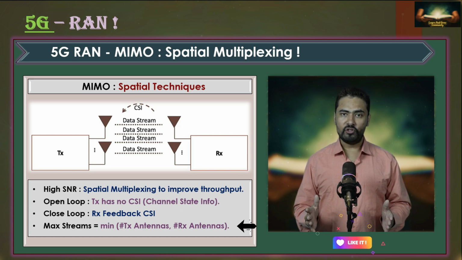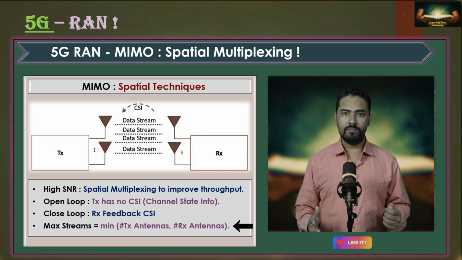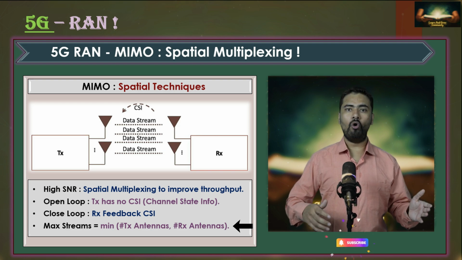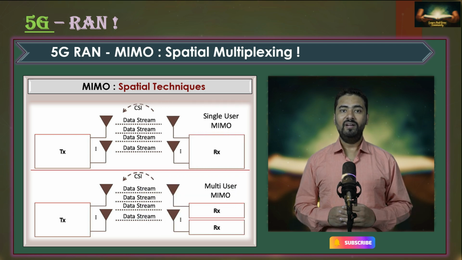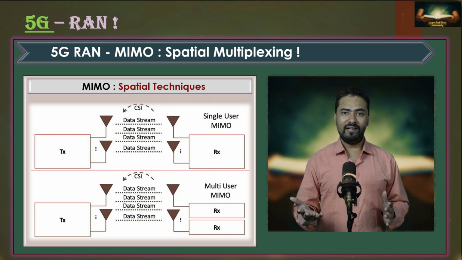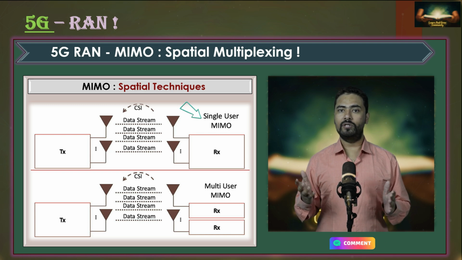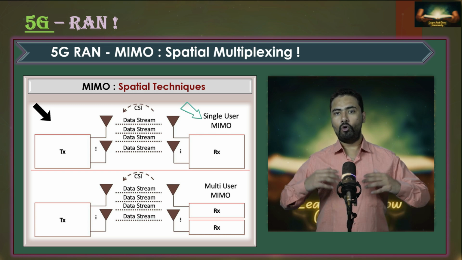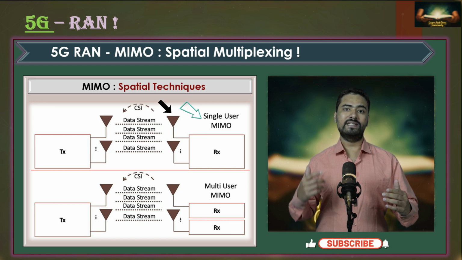The maximum number of streams in such MIMO systems is limited by the minimum number of either transmit antennas or receiving antennas. Now, if all the receive antennas belong to the same UE, it's known as single user MIMO, like you see in the top section of this picture, where all the receiving antennas belong to the same UE.